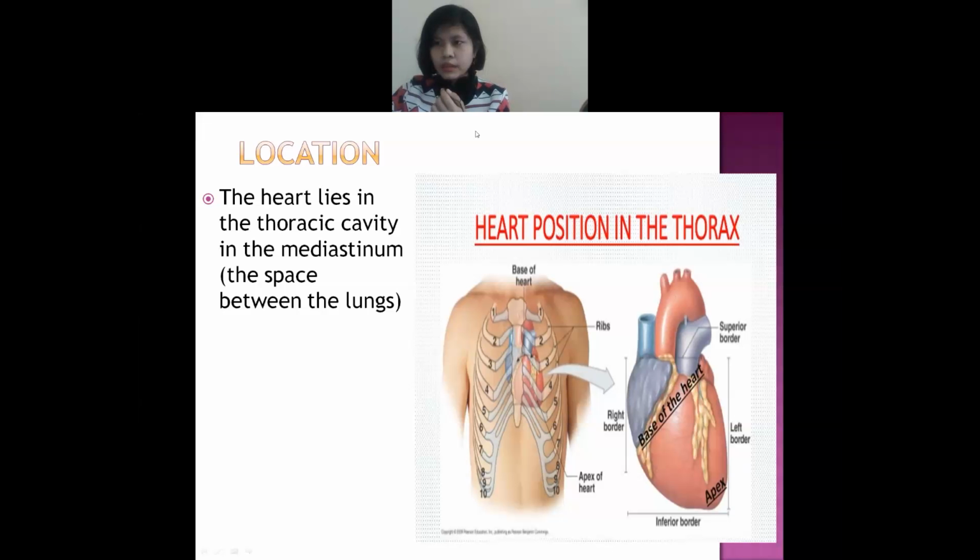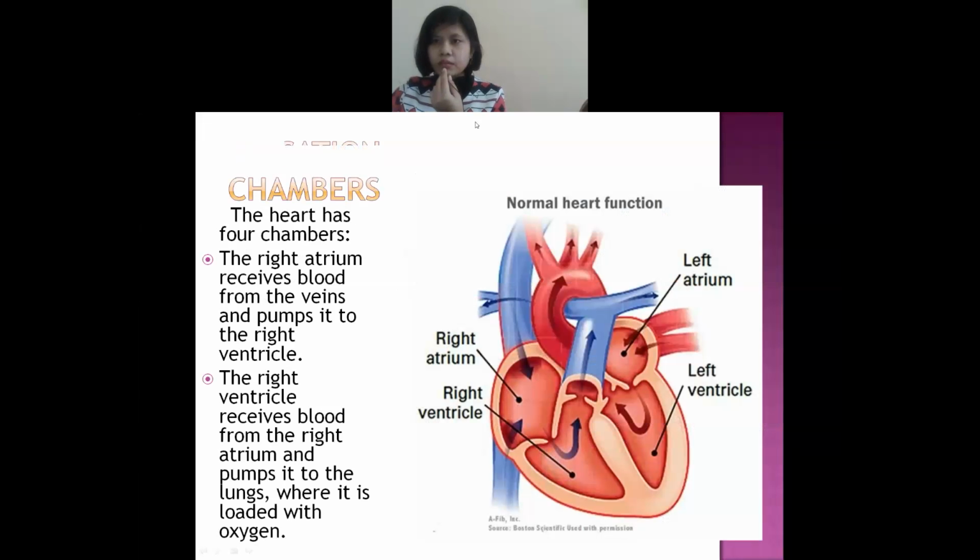Lies in between the lungs, what is it called? Thoracic cavity. Mediastinum, the space between the lungs. It is known as mediastinum. Are you clear? Yes, ma'am.